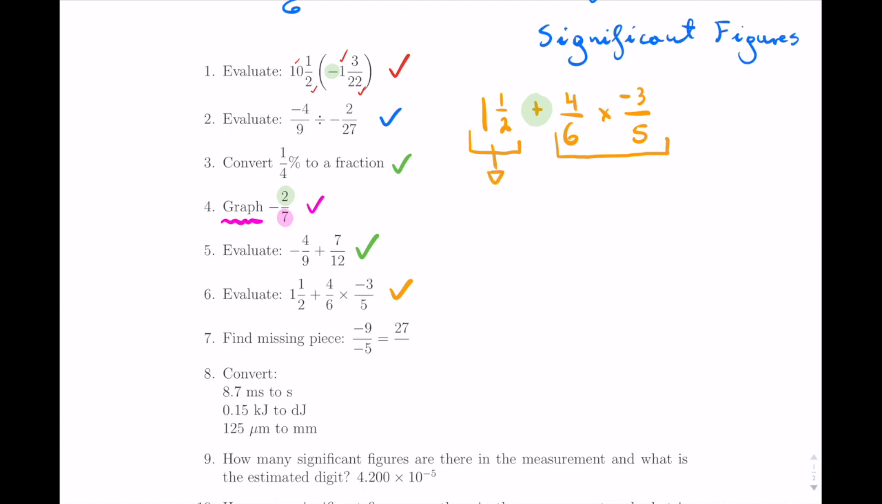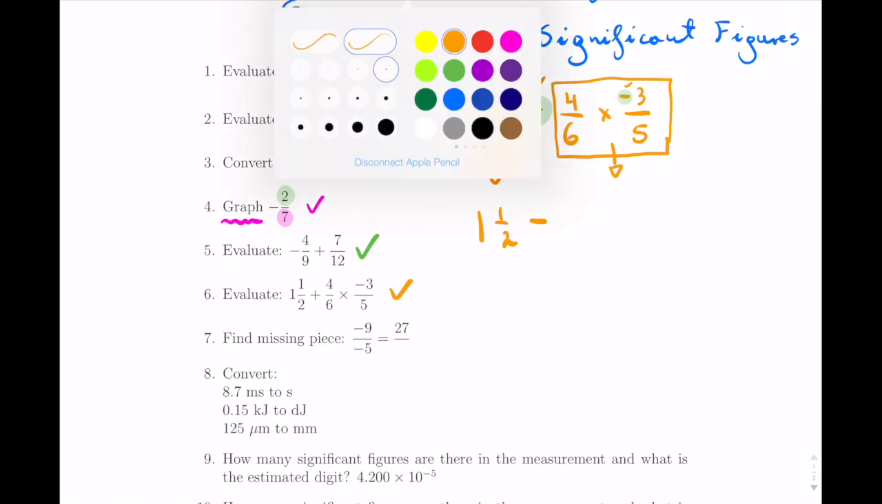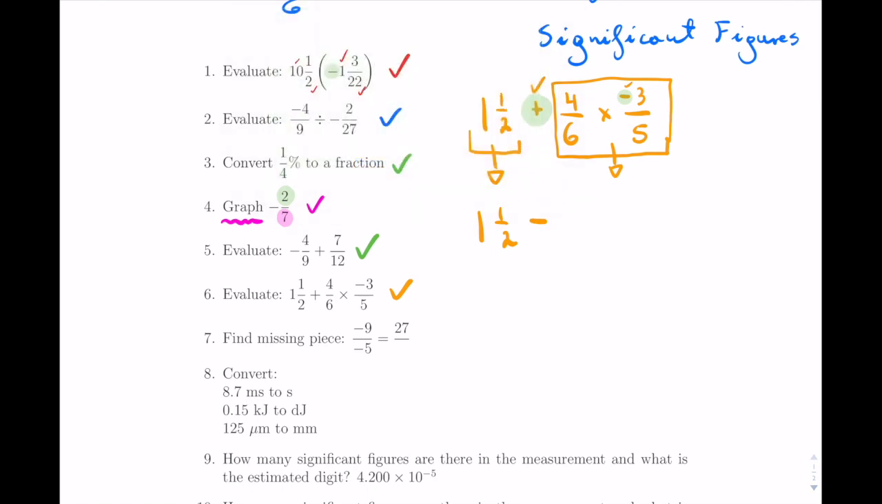Now this one, what I have is 1 and 1/2, so I have nothing to do there as of yet. And this one right here, I do have something to do, so I have to multiply these. Before I do any multiplication, I notice that I have a negative, so that's going to change. This positive and negative, so it's actually going to be negative. And I can also reduce. Notice that the 4 and the 6 can be reduced to 2 over 3.